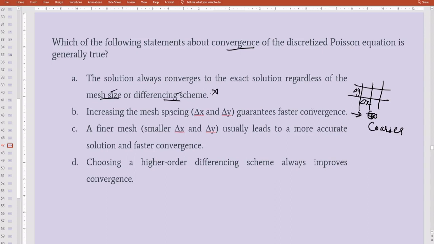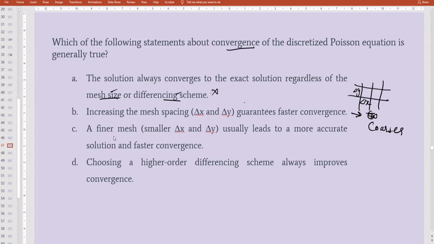So a coarse mesh won't give good results. So it may not converge faster also. The computation may be complete, but the coarser meshes are not preferable. So increasing delta x and delta y is not our solution.